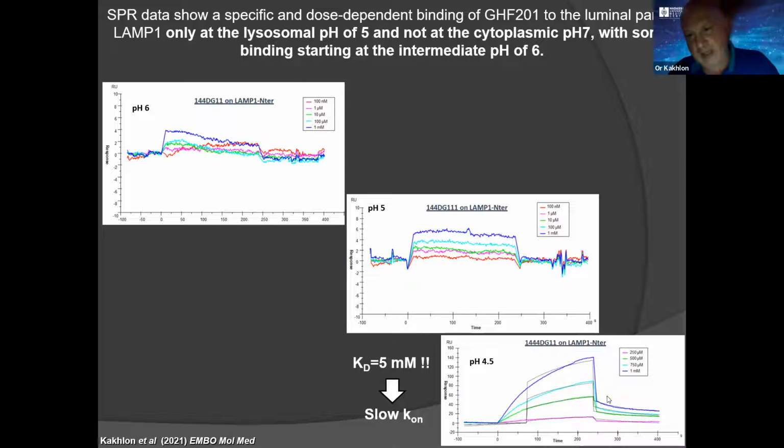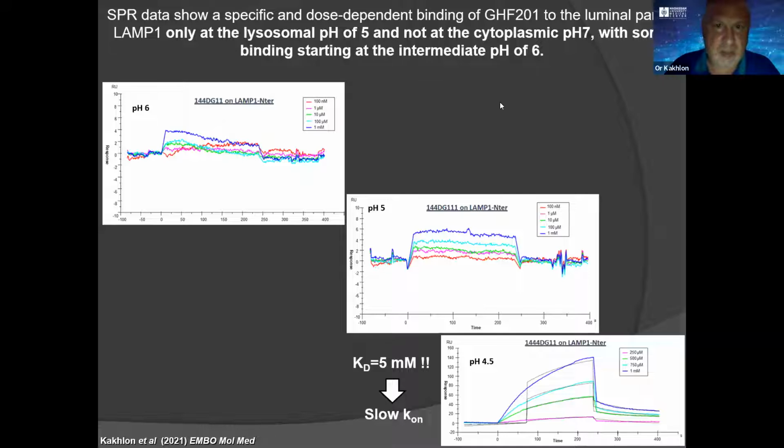So when you look at this graph, you can see that it's not symmetrical. You can see that the association is very, very slow as compared to the dissociation. Okay, and this means that we suspected that we had a very slow K-on, very slow association, inside the lysosome, and we thought, why could that be?